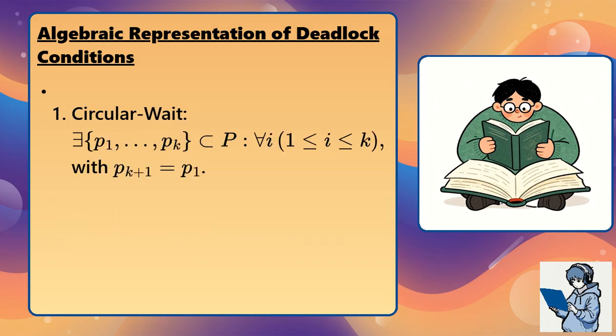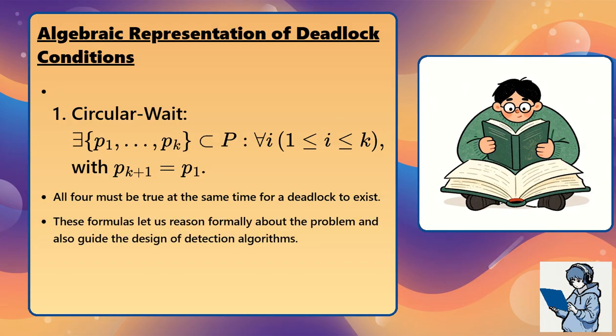Circular wait. There exists a set {P_1, ..., P_k} that is a subset of P, such that for all i, 1 ≤ i ≤ k, there exists R_i in M such that H(P_i, R_i) and request(P_{i+1}, R_i), with P_{k+1} = P_1. All 4 must be true at the same time for a deadlock to exist. These formulas let us reason formally about the problem, and also guide the design of detection algorithms.